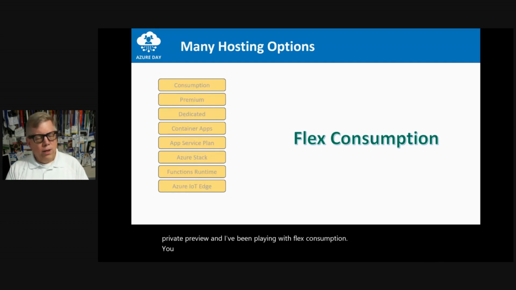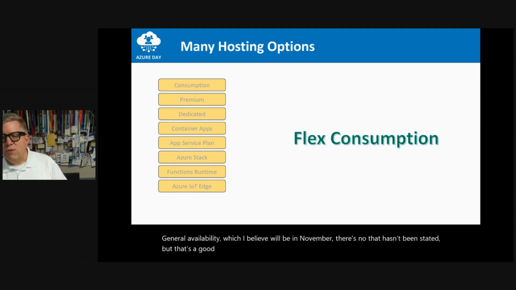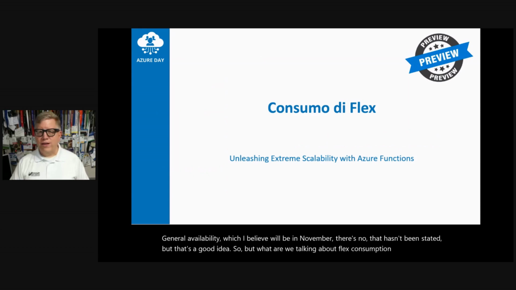At our company, we are waiting for it to go to general availability, which I believe will be in November. That hasn't been stated, but that's a good idea. So, what are we talking about with flex consumption? Well, let's talk about that.